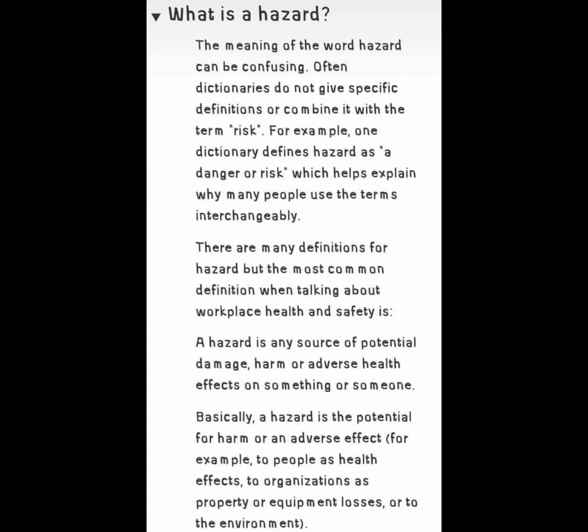What is hazard? The meaning of the word hazard can be confusing. Often dictionaries do not give specific definitions or combine it with the term risk. For example, one dictionary defines hazard as a danger or risk, which helps explain why many people use the terms interchangeably. There are many definitions for hazard, but the most common definition when talking about workplace health and safety is a hazard is any source of potential damage, harm, or adverse health effects on something or someone.